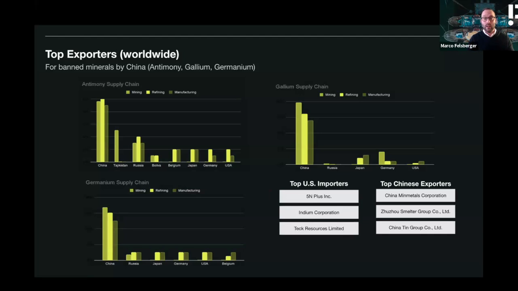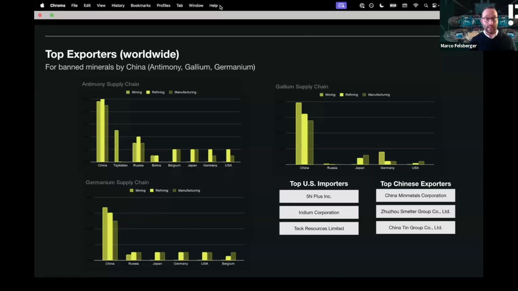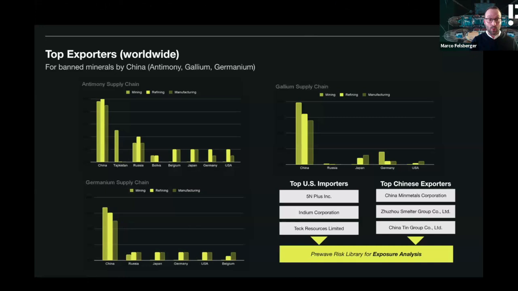You would go into the Prewave platform. You look up the companies when you hopefully have mapped them with us already. You look it up and see, okay, what are the top US importers, what are the top Chinese exporters, and you can translate all these analyses down to your supply chain and see where you would be affected. And based on the reports, they would go then into the risk exposure library.